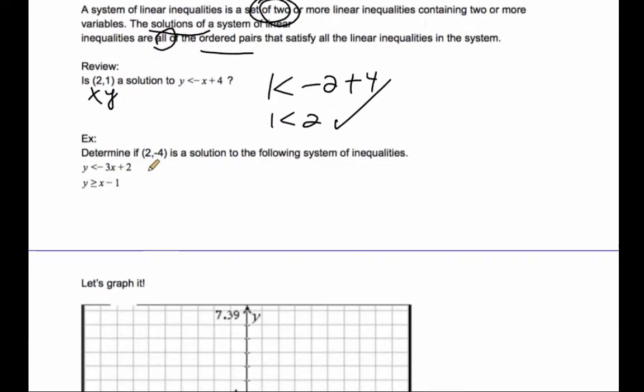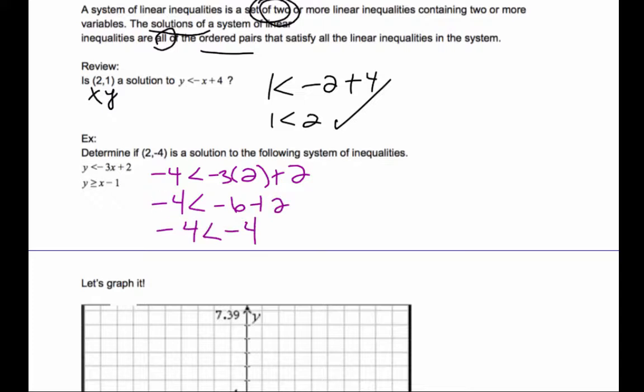It says determine if (2, -4) is a solution to the following system. So here I have two inequalities. So I have to plug this in for both. So -4, because that's y, is less than -3 times 2 plus 2. -4 is less than -6 plus 2. -4 is less than -4. Is that true? No, it is not true. So that means that this is not a solution to the system.